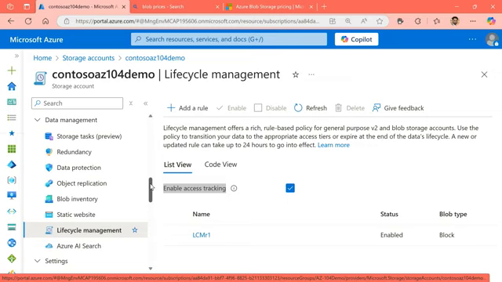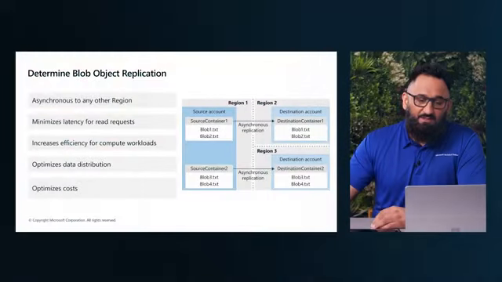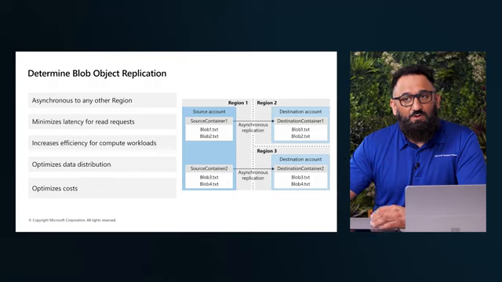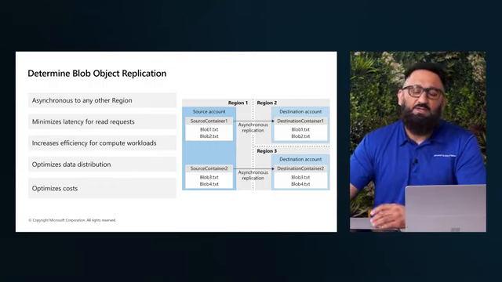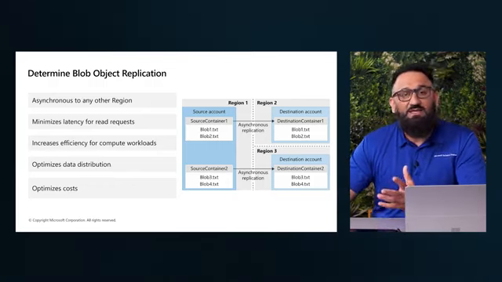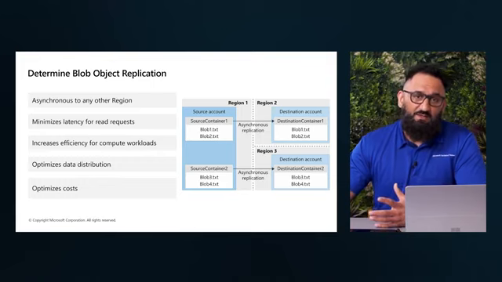Now, apart from creating a lifecycle management rule for your blob and your containers, what we also can look at is talking about object replication. Now, at a quick overview to understand what object replication is designed to do, it helps you in replicating your objects to a different region. Now, you could do this for multiple reasons.